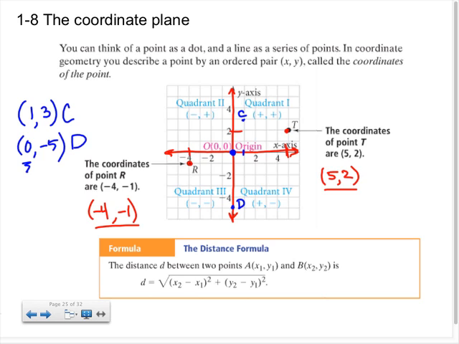Once you have some points set up on a coordinate plane, you might want to know the distance between those two points. And there's a really nifty formula for calculating the distance between two points. This is derived from the Pythagorean theorem, which some of you know and some of you haven't heard about yet, and that's okay. But the distance formula helps us to determine the distance between any two points on the coordinate plane. Now sometimes it's easy to tell the distance between two points.